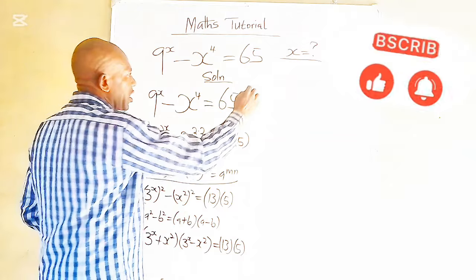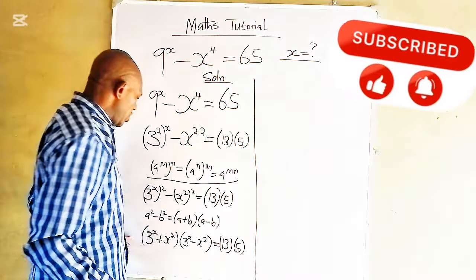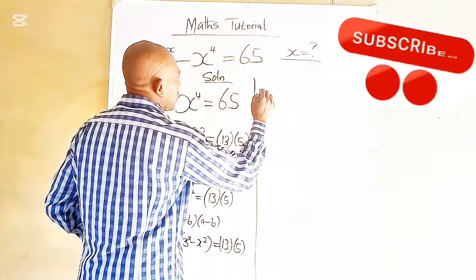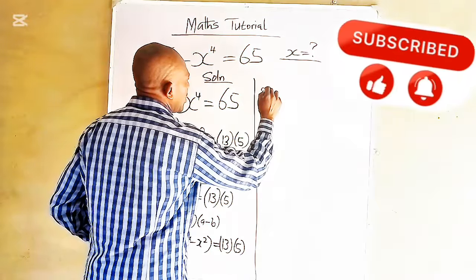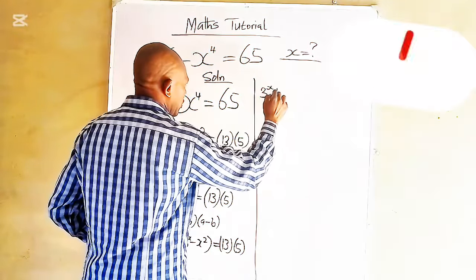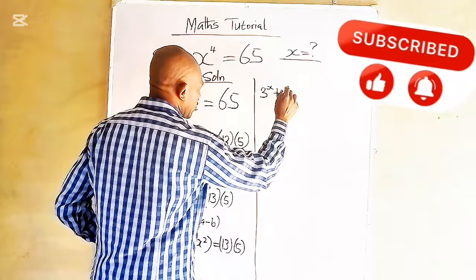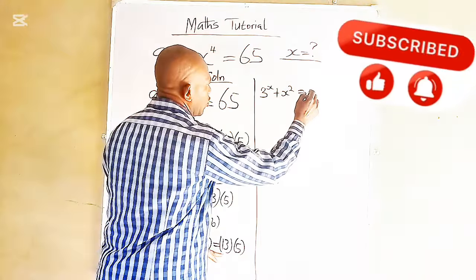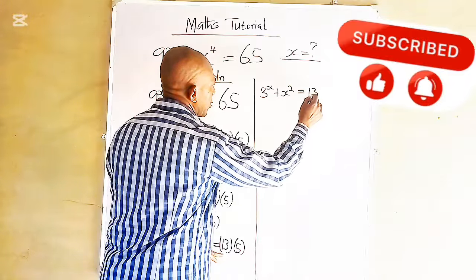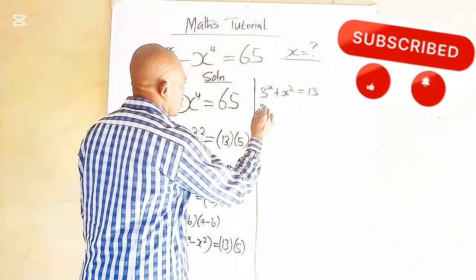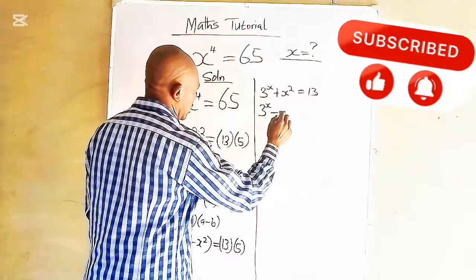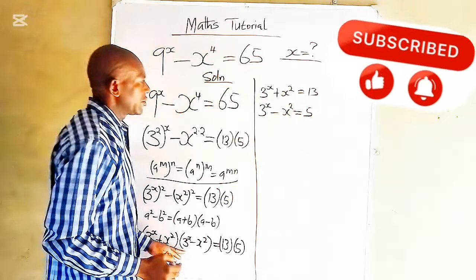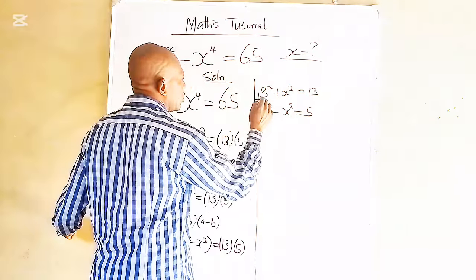Now let's move to this side so that you can see what I'm doing properly. Now we have the first bracket, 3 raised to power x plus x raised to power 2, equal to 13. Then the second bracket, 3 raised to power x minus x raised to power 2, is equal to 5. At this point we can add them together.